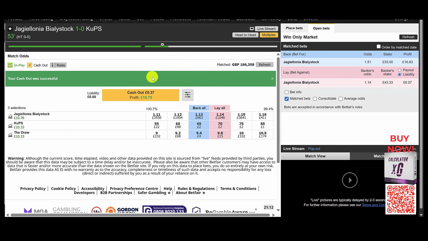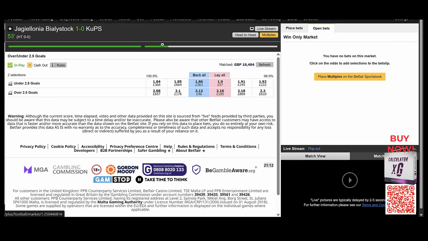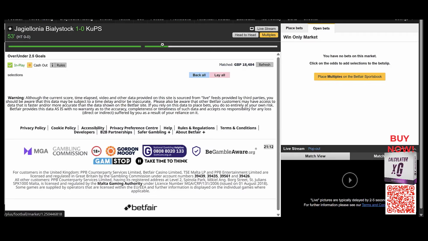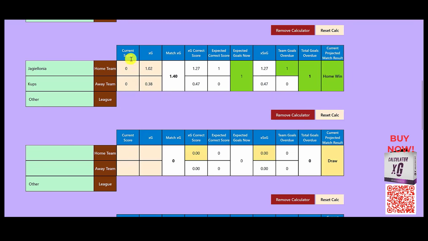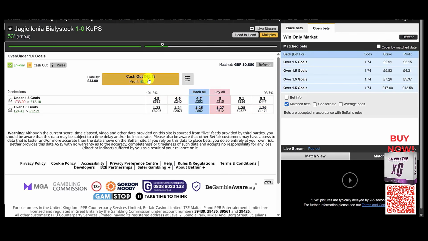So we will cash out on this market. And the other market was the over and under 2.5? No, 1.5. Okay, all right. All over the place here. And just looking at the XG, well, look, we can adjust the score and put it in. We had 1 goal overdue. Now we've got no goals overdue. So for now, we could just take the profit on this market.